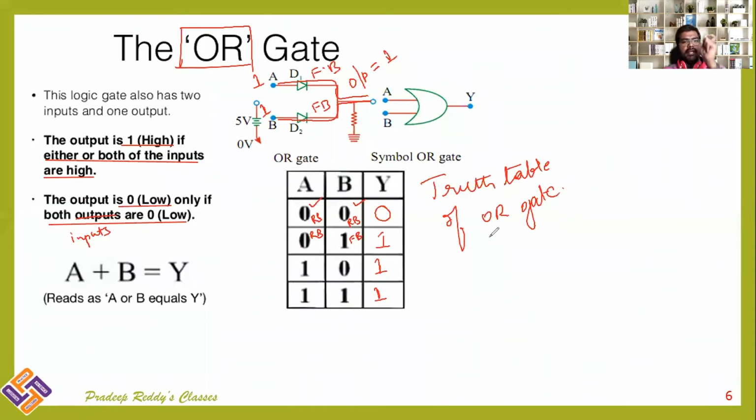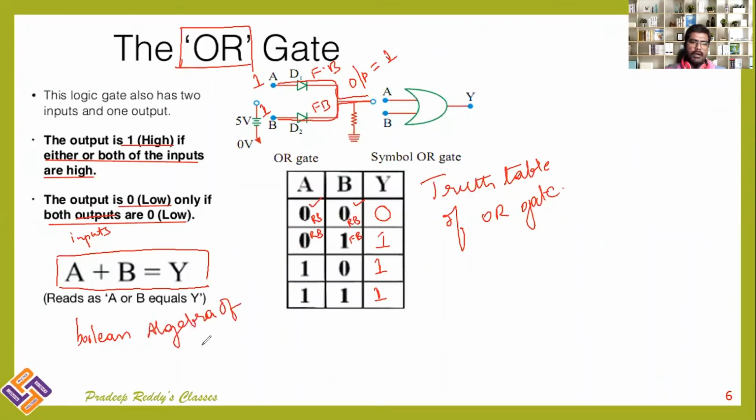That means if any one of the inputs is high, the output will be high. If both the inputs are low, output will be low. That is the logic of the OR gate, and it can be represented with the logic A plus B. This is called the Boolean algebra of the OR gate. So how do you represent Y? Y is equal to A plus B.